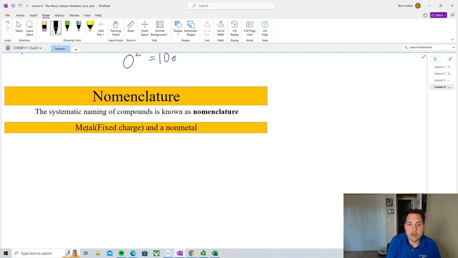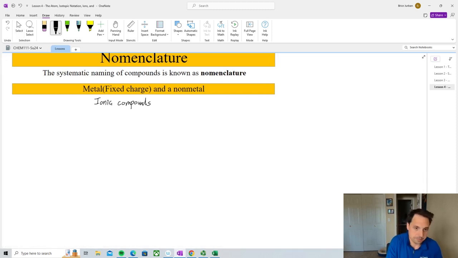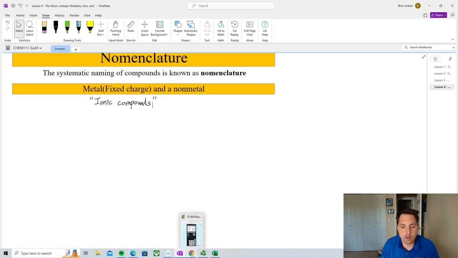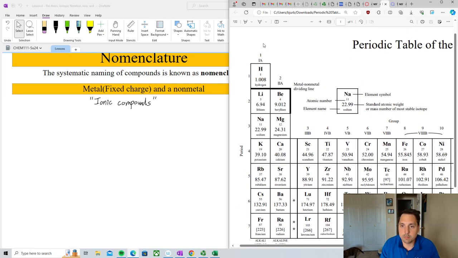So anytime we have a metal and a nonmetal, we're going to refer to these as ionic compounds for a reason that we'll learn later on. They have a type of bond that's unequal in its sharing. So these are ionic compounds. And we'll talk about fixed charge metals first. So these are any metals that are found in the first or second group of the periodic table. And the groups are the columns, so the vertical columns. And hydrogen here is not a metal. So hydrogen is a nonmetal. It's above this metal-nonmetal dividing line.